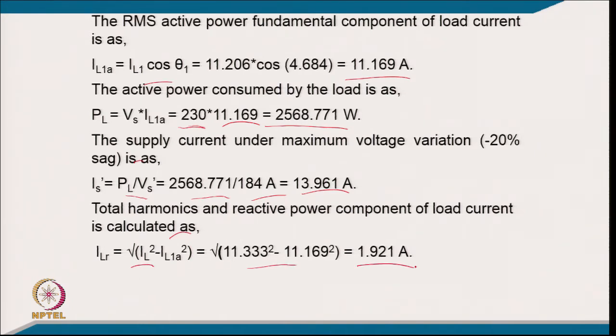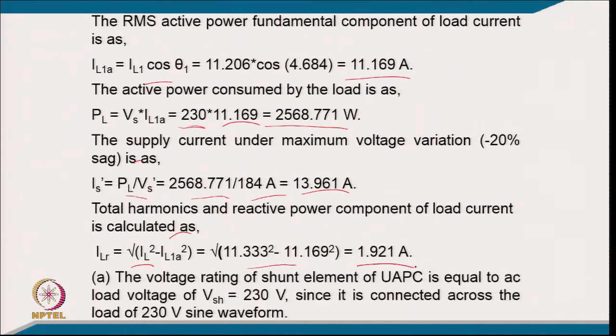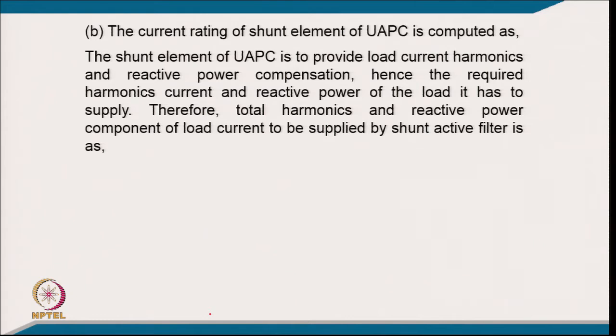So, putting the value it comes 1.912 ampere, and the voltage rating of the shunt element of universal active power filter is equal to the AC voltage of 230 volt, since it is connected across the load of 230 volt sine waveform. The current rating of shunt element of universal active power filter is computed as follows.